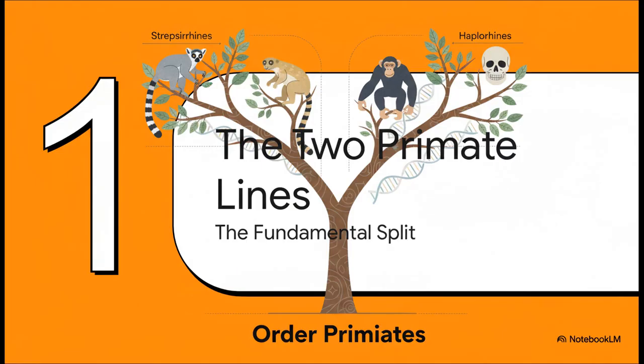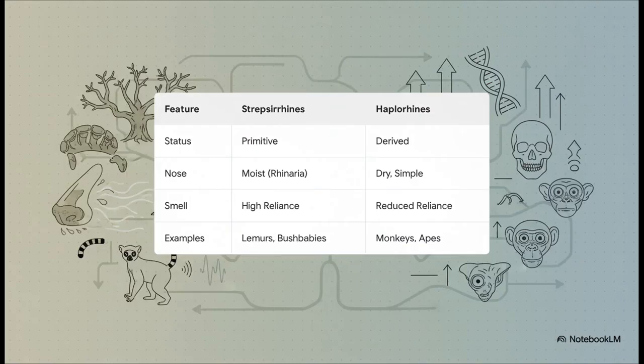All right, so if you picture the primate family tree, there's this major split right at the very beginning. Every single primate on Earth belongs to one of two groups, the strepsirrhines, which we're focusing on now, and the haplorhines. Understanding this split is, well, it's fundamental to everything else. And this chart really lays it all out.